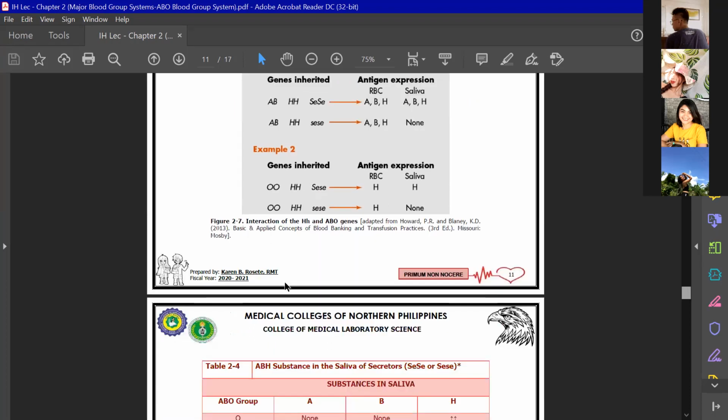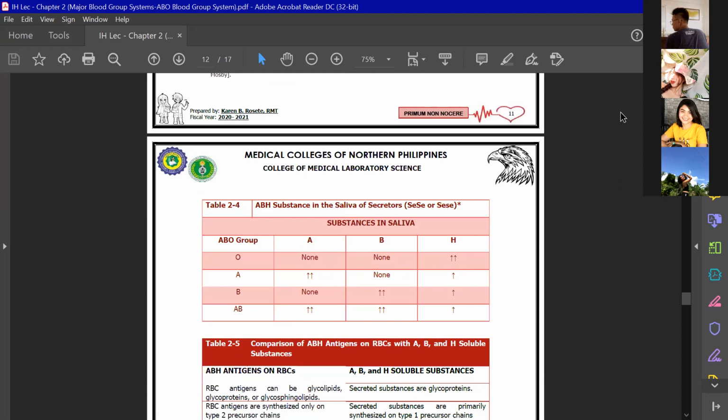Okay. Let's have here another table. We have here your blood type O individual. This is the ABH substance in the saliva of secretors. So when we have a secretor which is blood type O, walang A and B soluble antigens on the saliva, pero meron tayong H.